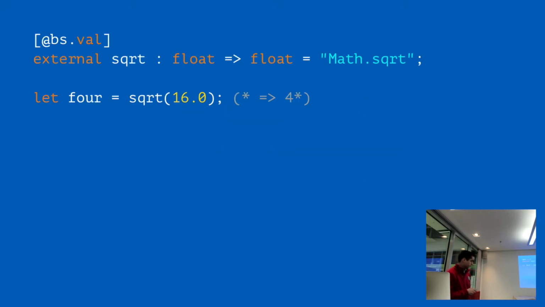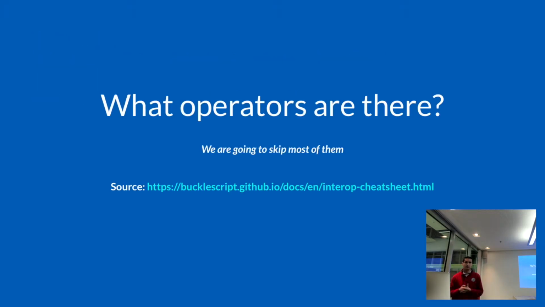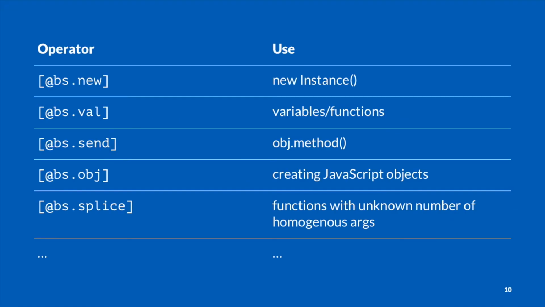Similar to this bs.val attribute, there's a ton of other operators that you can use for binding to different things. I'm not going to go through all of them because that would be really boring. I'm just going to mention a few of them, and then we're going to look at an example. There's bs.new, which allows you to create bindings for the creation of a new instance of an object in JavaScript. There's bs.val, we already mentioned that. There's bs.send, which allows you to write bindings for a method on an object. There's bs.obj, which allows you to create JavaScript objects from labeled arguments.